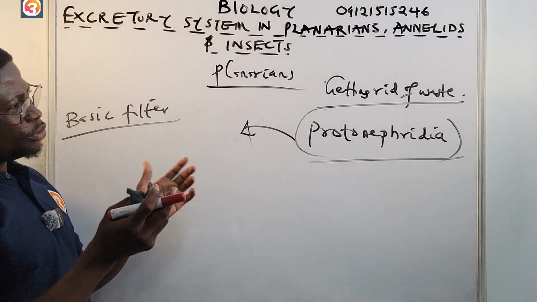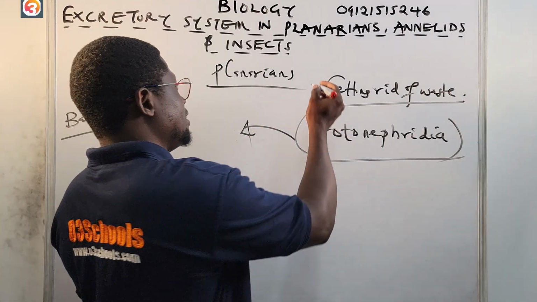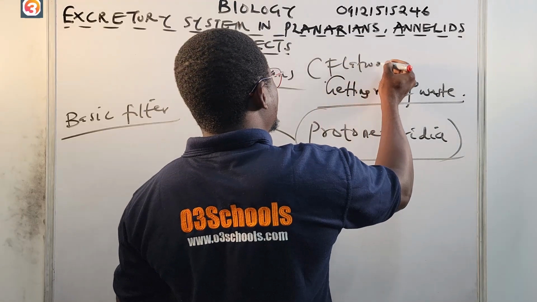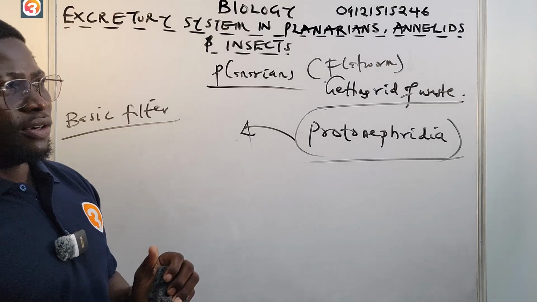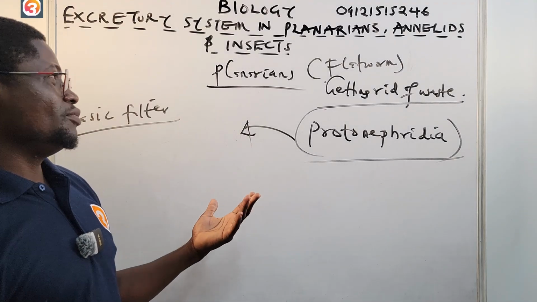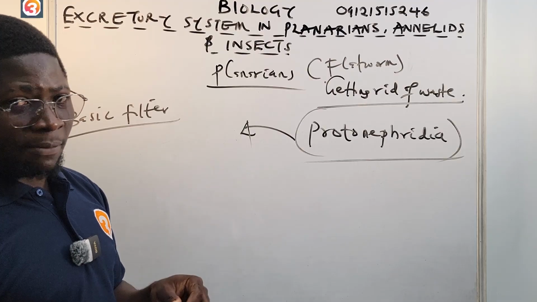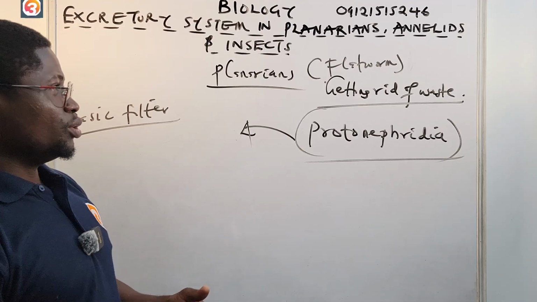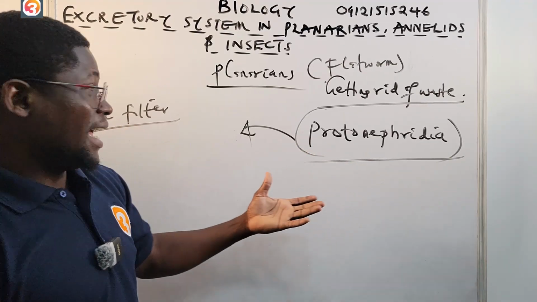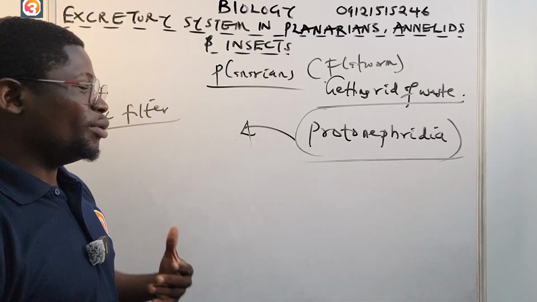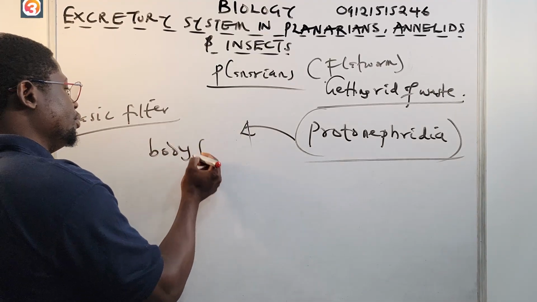So how does this work basically in the planarians? The example I'm talking about is flatworms. Planarians like flatworms, please take note of that. Their main excretory organ is the flame cells. I'm sure I've talked about that before, isn't it? For flatworms, the main excretory organ is the flame cell. So they use a system called protonephridia. This protonephridia acts as the basic filter for their body fluids.